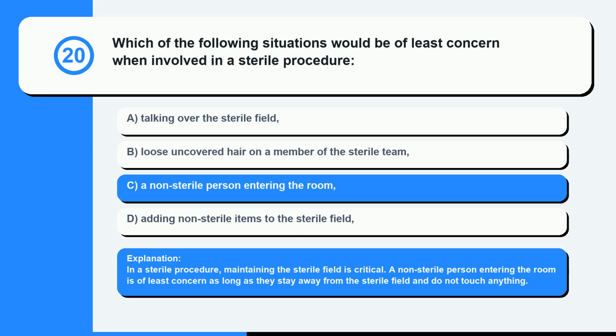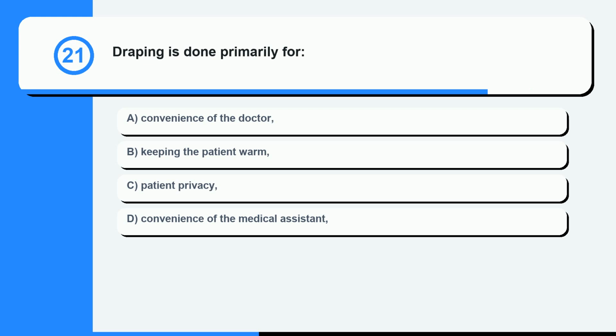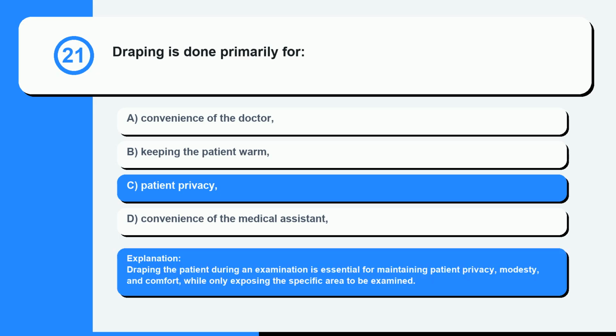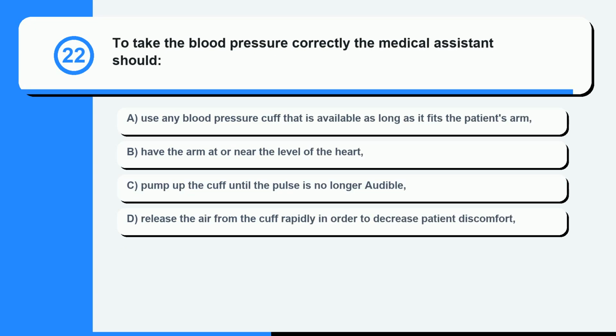Question 20. Which of the following situations would be of least concern when involved in a sterile procedure? A. Talking over the sterile field. B. Loose uncovered hair on a member of the sterile team. C. A non-sterile person entering the room. Or D. Adding non-sterile items to the sterile field. The correct answer is C. A non-sterile person entering the room. In a sterile procedure, maintaining the sterile field is critical. A non-sterile person entering the room is of least concern as long as they stay away from the sterile field and do not touch anything.